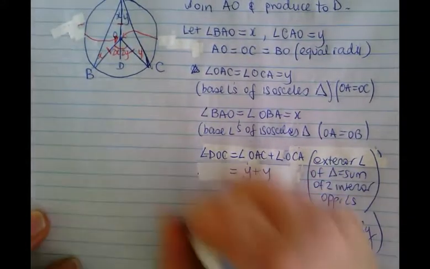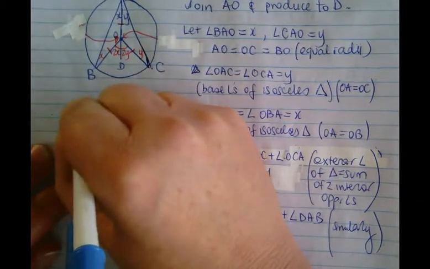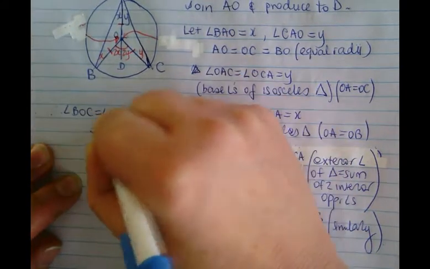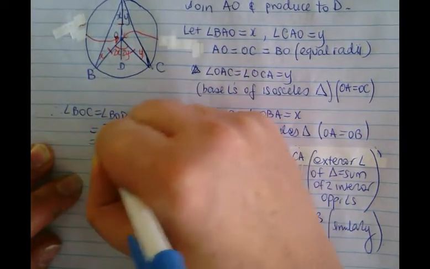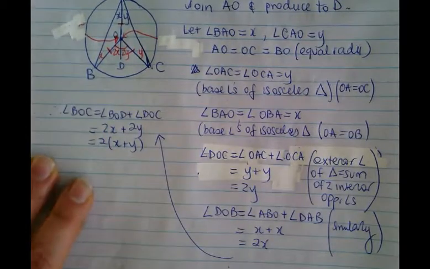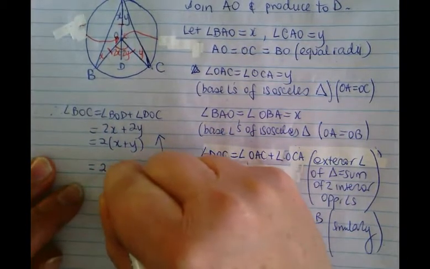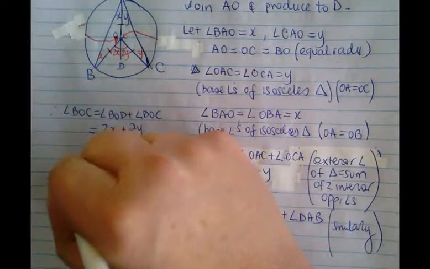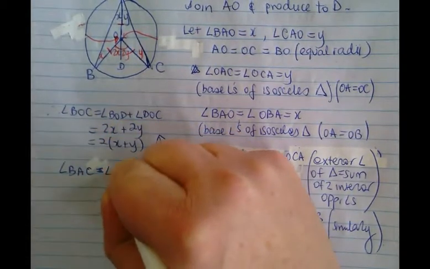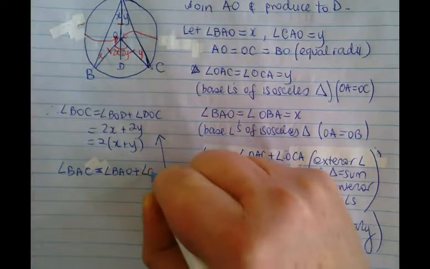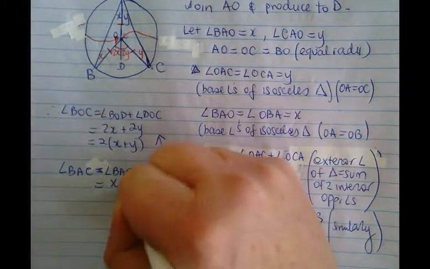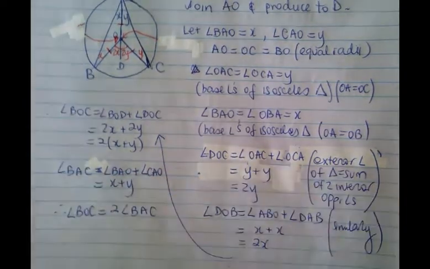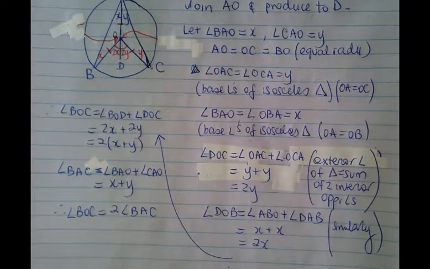So therefore angle BOC equals angle BOD plus angle DOC, which is 2x plus 2y, which is 2 lots of x plus y factorized, which equals 2 times, and we can also spell out that angle BAC equals angle BAO plus angle CAO, which is x plus y. So therefore angle BOC equals 2 times angle BAC. Feeling okay about that?